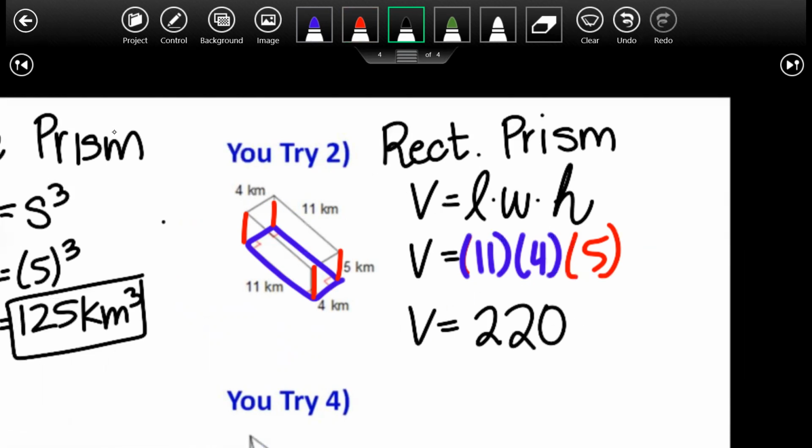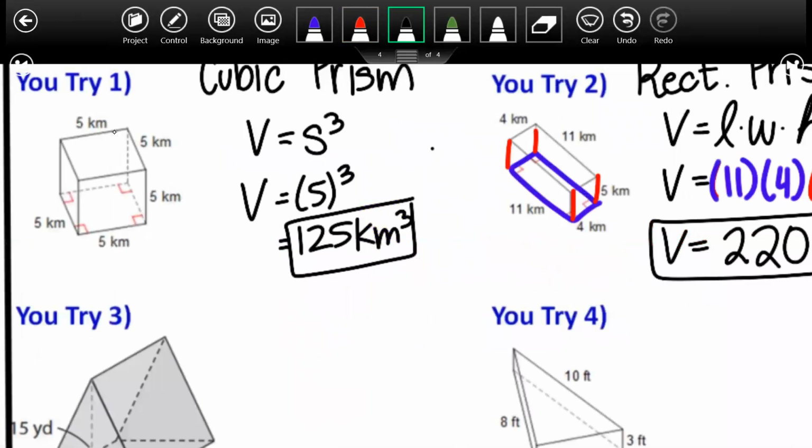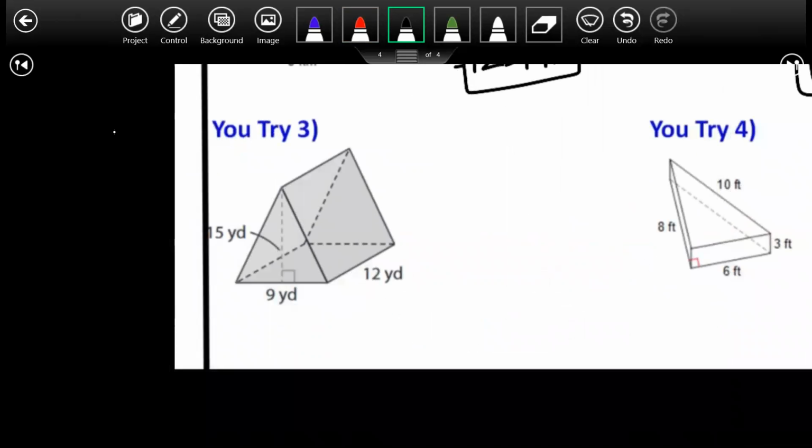220 km cubed. The one down below, try number 3.